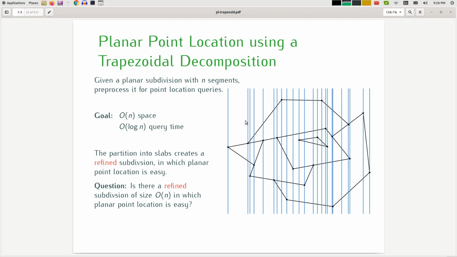So we have a planar subdivision with n line segments, and we want to pre-process for point location queries, and we want to get linear space and log n query time. So the first idea is to create a refinement, because the input is kind of a complex object, and if we can break it down into smaller and more manageable pieces, then we have a better hope of solving it.